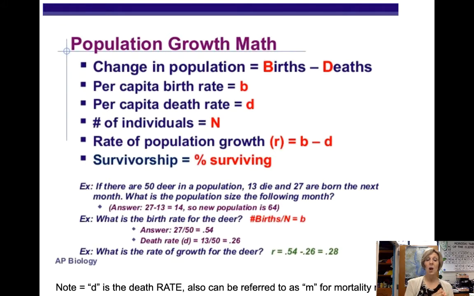We also talk about little d, which could also be referred to as the mortality rate, and sometimes we use little m for that. Instead of saying death rate, we'll talk about mortality rate, which is basically the same thing. I've worked out a little practice problem for you right here, so you might want to pause the video and work through that problem and make sure you can calculate the rate for the population growth for this practice problem.